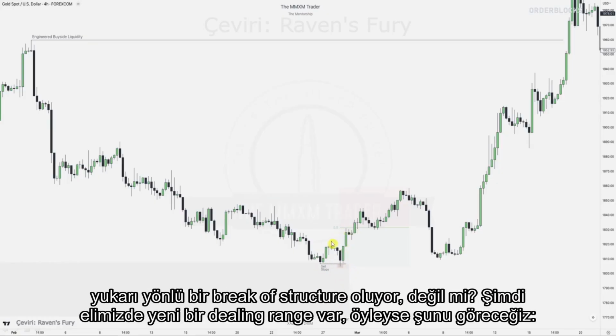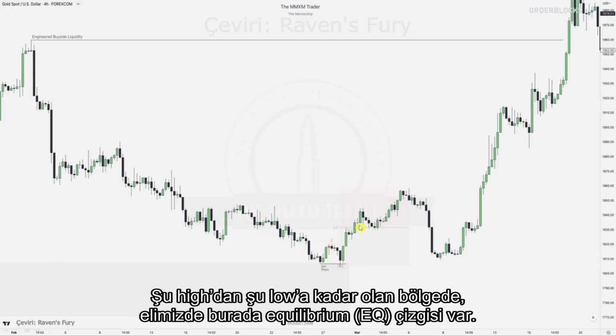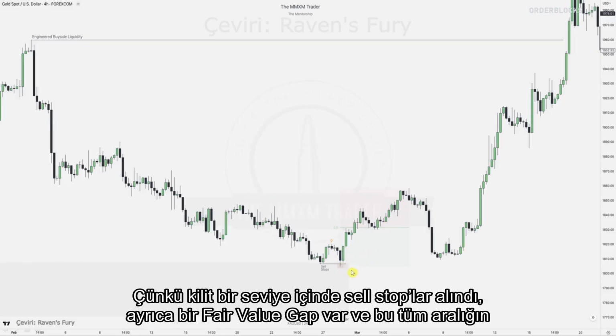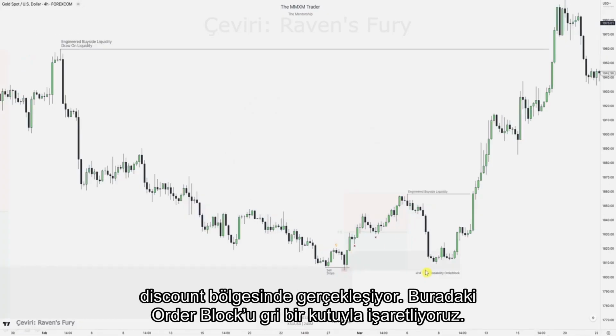We need to see that key level hit where the smart money reversal happens. We break up, break of structure up here, right? Now we have a new dealing range. So from this high down into this low, we have the equilibrium line over here. So this should be the high probability order block, right? And why is it high probability? Again, sell stops have been raided inside a key level, and also a fair value gap and discount of this whole range over here.